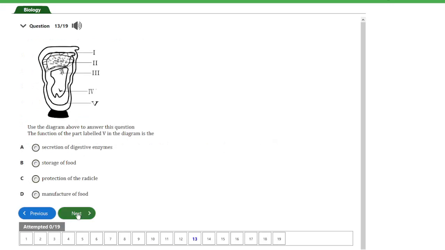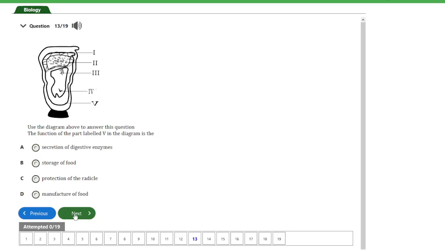So let's look at the next question, and that's question number 13. It says, use the diagram above to answer this question. So we can see the diagram provided here. The question says, the function of the part labeled V in the diagram is the A, secretion of digestive enzymes, B, storage of food, C, protection of radicle, and D, manufacture of food. So guys, the answer to this question is option C, and that's protection of radicle.